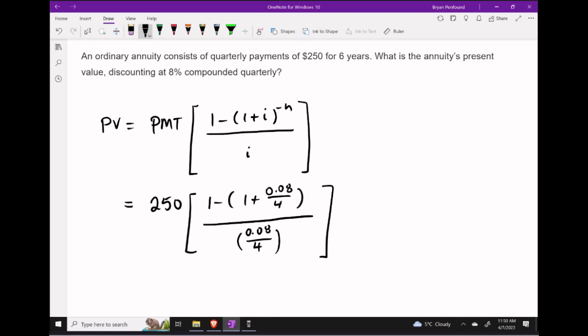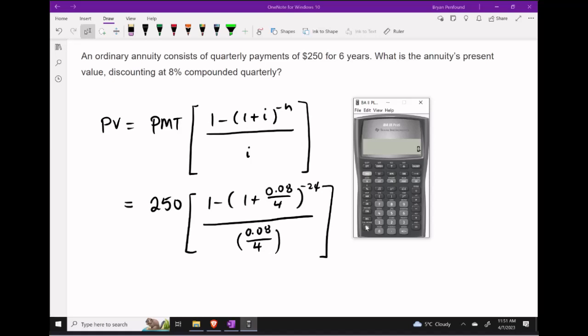We know our equal-sized payment is $250. We have i is 8% compounded quarterly, so 0.08 over 4. The last thing we're going to need is that negative power, negative n. Here, payments are happening quarterly, so our frequency number is 4, and these payments last for a span of 6 years. So quarterly payments for 6 years means we have 24 of these payments altogether. So let's take a power of negative 24.